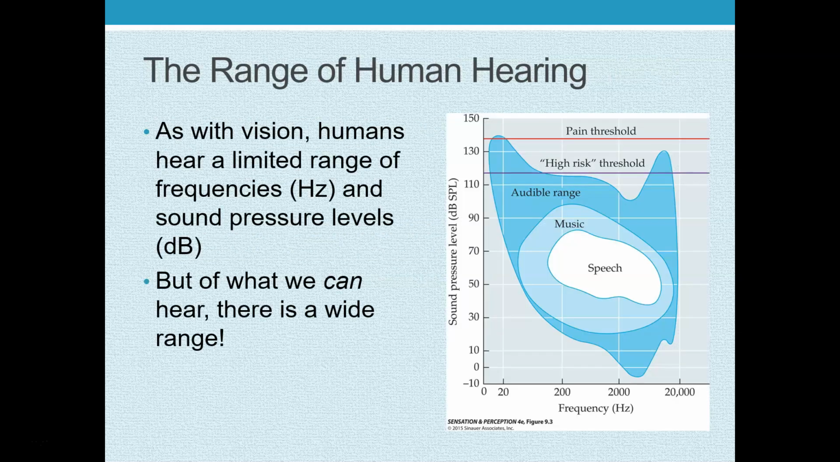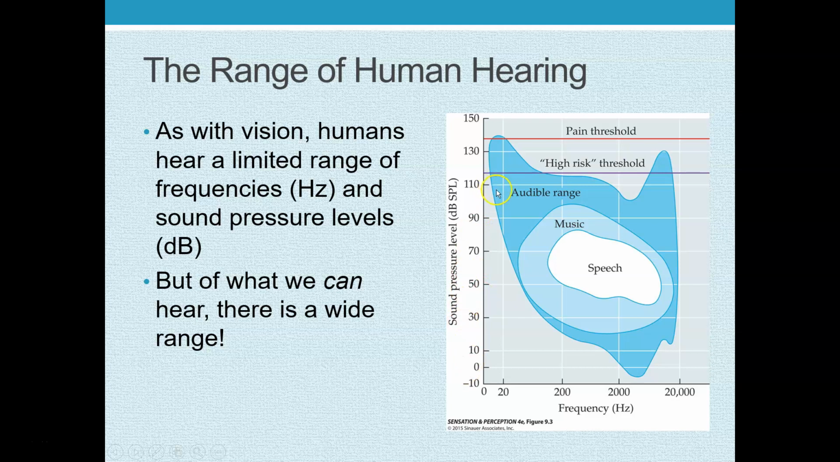So let's take a look at our range of human hearing. So there is our frequency that we just heard for that tone. That's about 2,000 hertz there. Now, as with vision, we do have a limited range of frequencies and sound pressure levels that we can actually hear. But of what we can hear, as you can see, there's a pretty wide range. So here's our range for speech, both in terms of frequency and in terms of sound pressure levels. Frequency is on our x-axis, sound pressure levels are on our y.